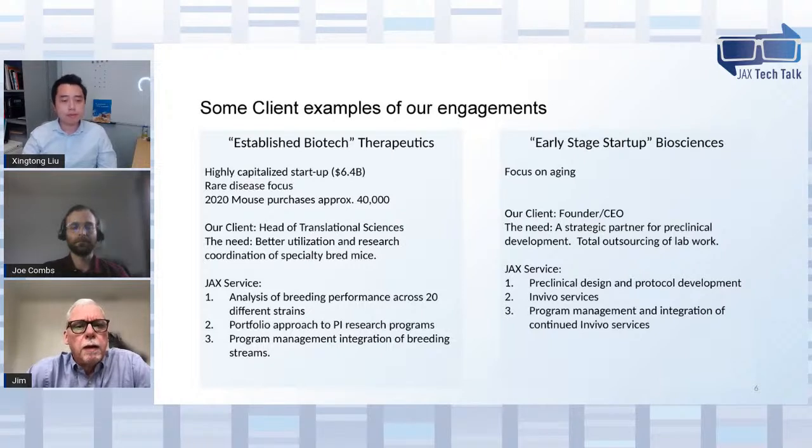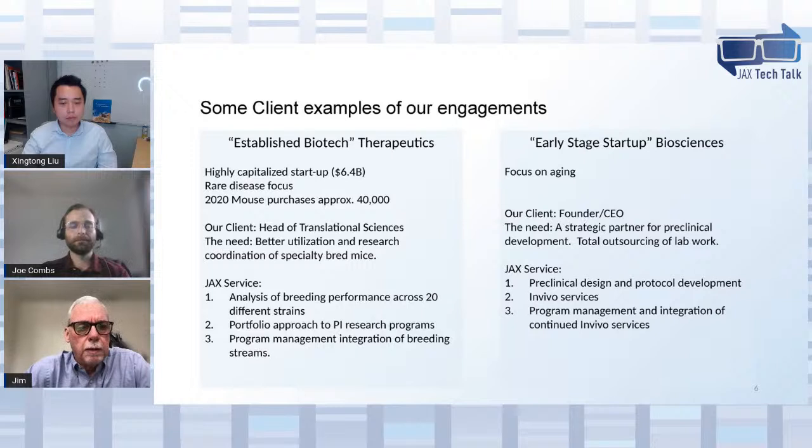Yeah. I think, on the left-hand side, when you look at it, it was a highly capitalized startup. 6.4 billion is probably more than a startup. So, a small biotech, if you will, very much of a rare disease focus. They purchased a lot of mice from JAX and were really struggling with a couple of things. How to improve their breeding performance and reduce their discard rates. When you think about that number of mice and the number of programs, they had about 100 different research programs going on and about 32 different strains that they were trying to manage.